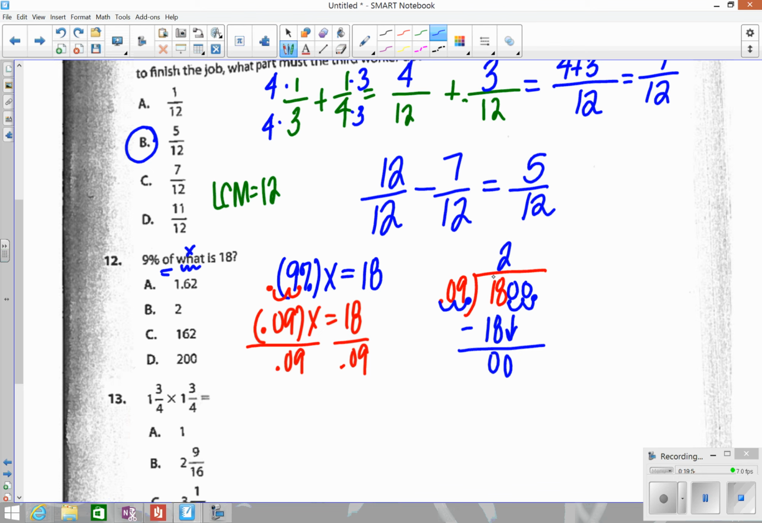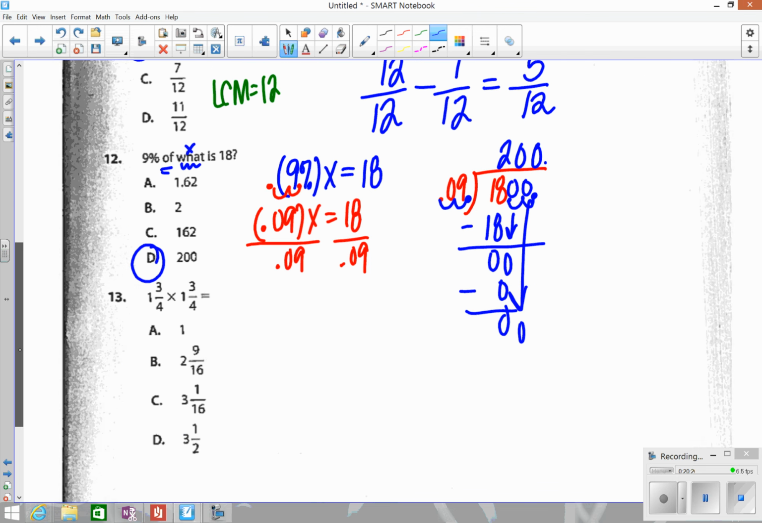How many times does 9 go into 0? Well, 0 times. 0 times 9 is 0. And you carry down this other 0. How many times does 9 go into 0? It goes into 0 0 times. So my answer here is going to be 200 because, again, remember you could carry this decimal point up, so it's 200. So if I take 9% of 200, I should get out 18. That's what this is saying.